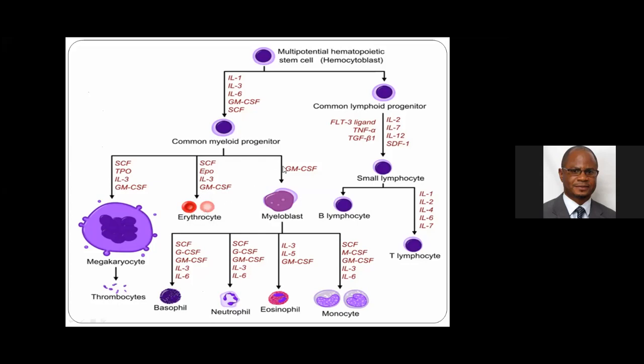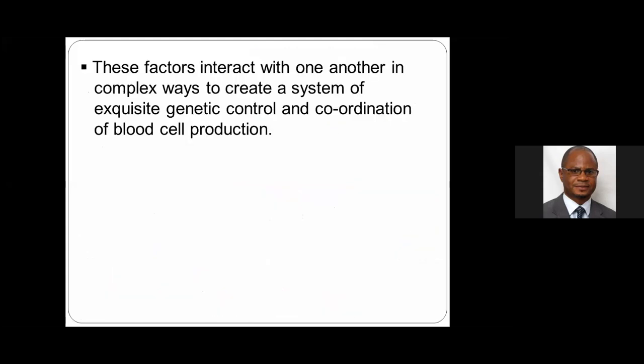If you expose this only to GM-CSF without the other factors, myeloid progenitor cell will become a myeloblast. Expose the myeloblast to these factors and you get eosinophil. So these factors are known and you can use it as a protocol even in the laboratory when you get a stem cell, and you'll be able to convert them into a particular lineage. And this is how cells of the blood are developed, okay?